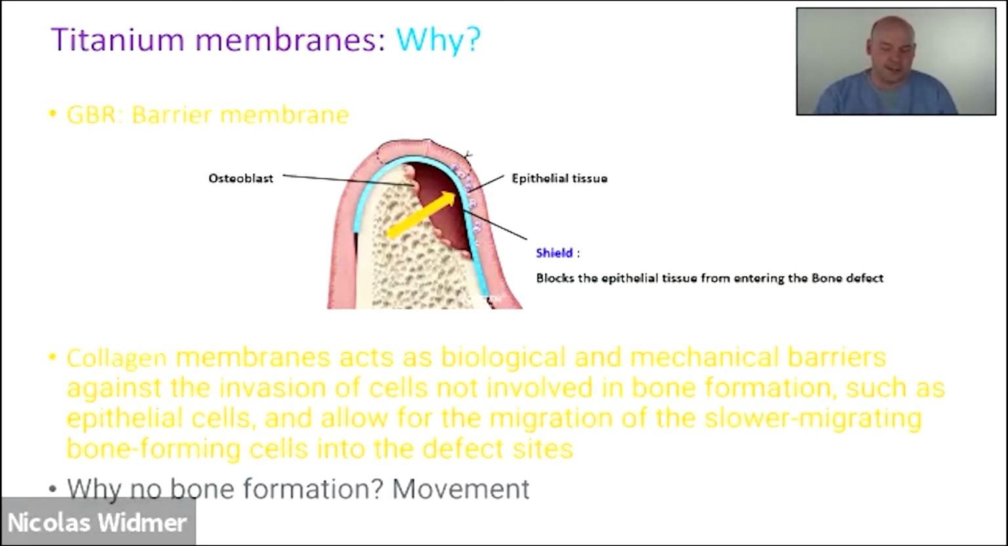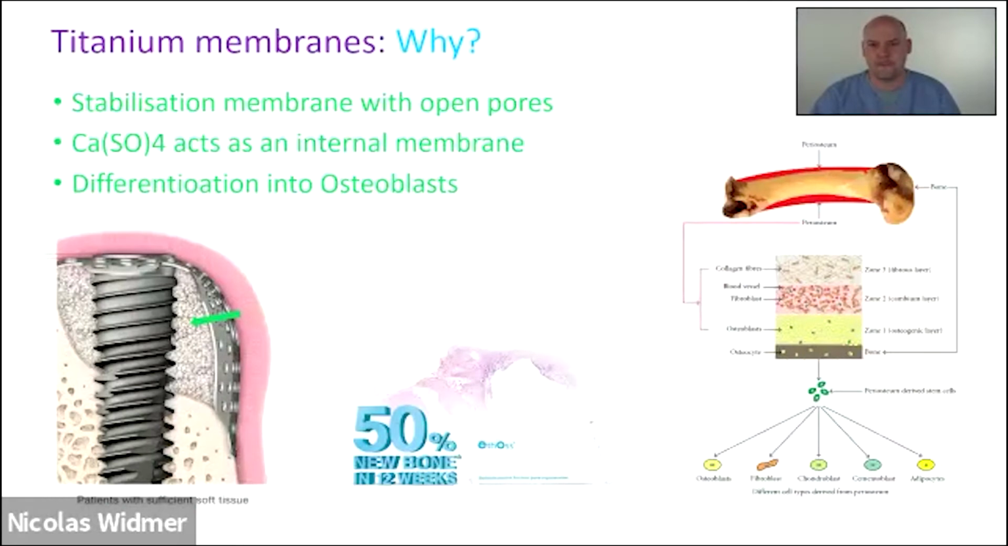When I used hydroxyapatite together with collagen membranes, sometimes I did not get a good result, even though I blocked everything with the collagen membrane. So one possible reason was that I did not have good graft stabilization. Okay, so with EthOss and titanium membrane, the concept is different.